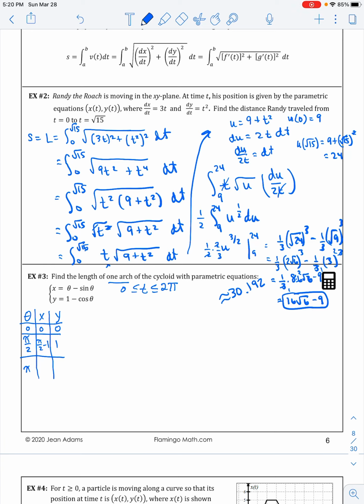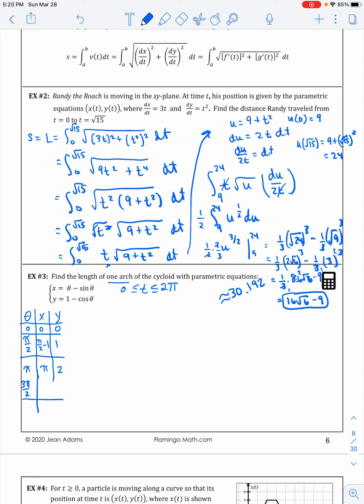The next one I'm going to look at is at pi. If I put it in for x, it's going to be pi minus sine pi. Well, sine of pi is 0, so this is just going to be pi. And my y is 1 minus the cosine of pi. That's 1 minus a minus 1, so that's 1 plus 1, which is 2.